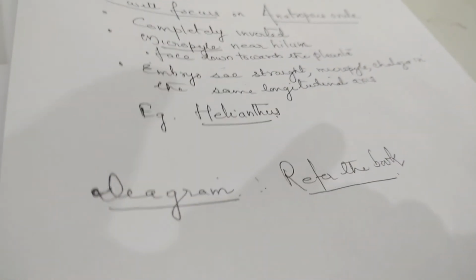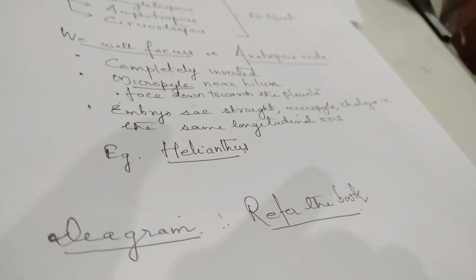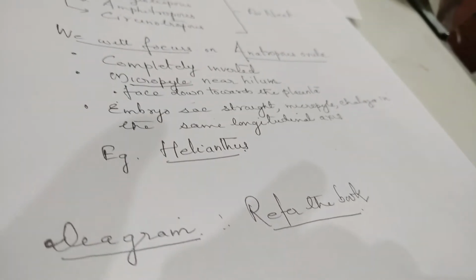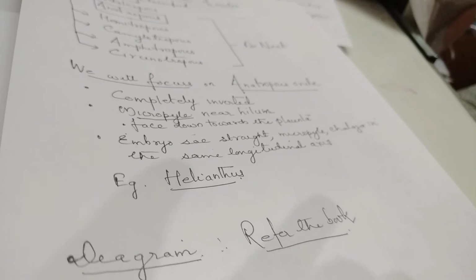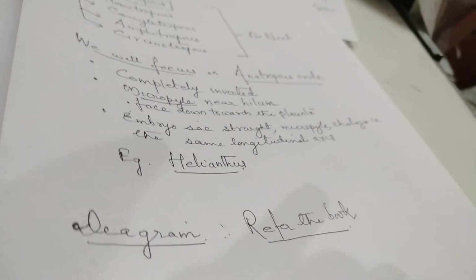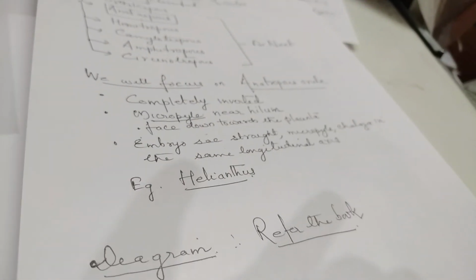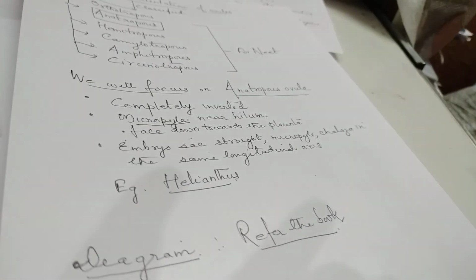For the diagram you can refer to the NCERT book, and you have to make an inverted anatropous ovule. So that's all in the structure of the ovule. Thank you.